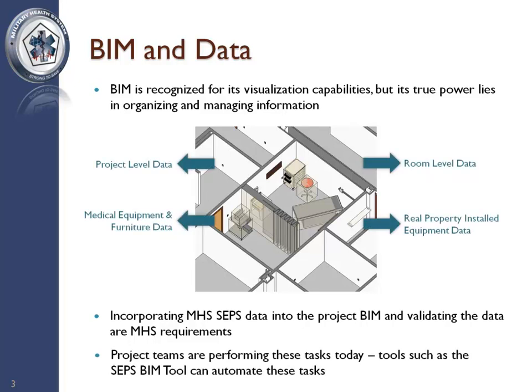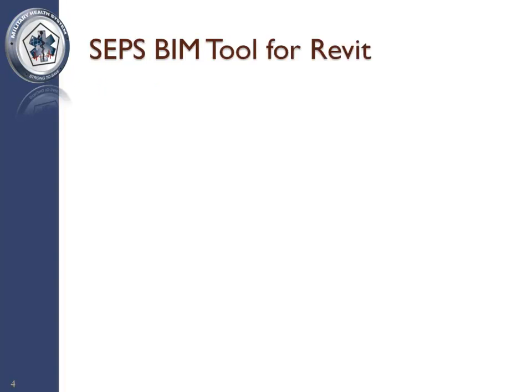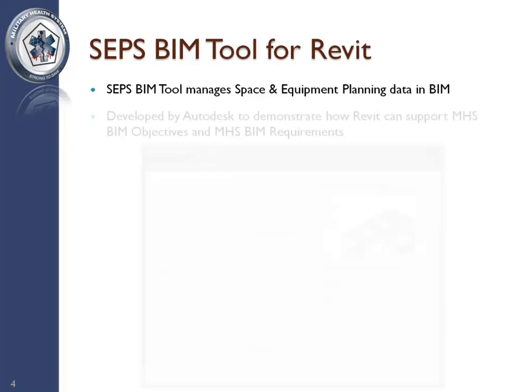Project teams perform these tasks today manually. Tools such as the Revit SEPS BIM tool will greatly reduce the time spent on these tasks and improve their accuracy. We are demonstrating only one of many solutions available in the AEC industry within this video. The SEPS BIM tool manages space and equipment planning data in BIM.